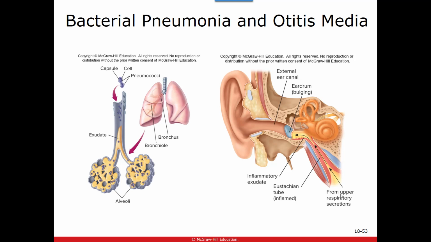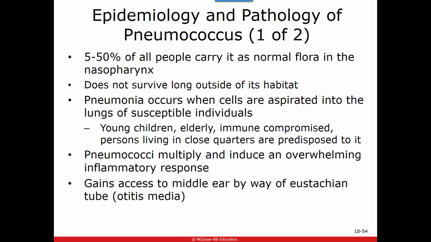Now, where we find the bacteria, a lot of people carry this as part of the normal flora, found up in the nasopharynx region. Now, 5 to 50% is a very big range. It can depend on location in the world, in the United States. It can depend on, do you work in healthcare or not. There's lots of different reasons that it can change, but it's part of the normal flora.